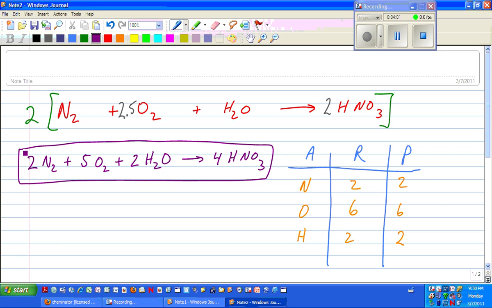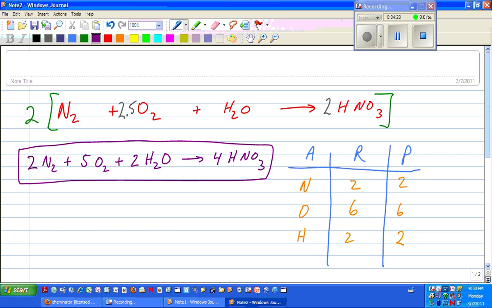I double check this really quick. I have 4 nitrogens over here. 4 times 1 gives me 4 nitrogens there. I've got 10 plus another 2 is 12 oxygens over on the reactant side. 3 times 4 gives me 12 oxygens over on the product side. And then 2 times 2 gives me 4 hydrogens. 4 times 1 gives me 4 hydrogens over here. And this is balanced.